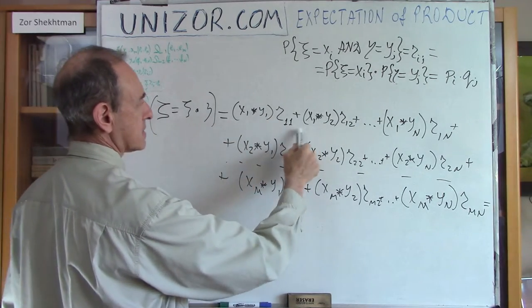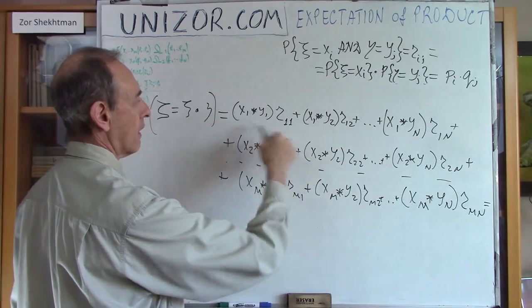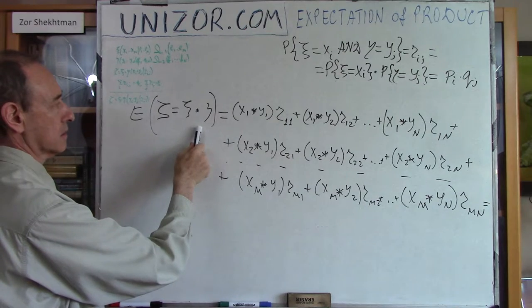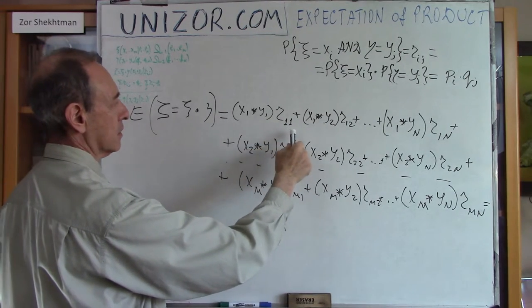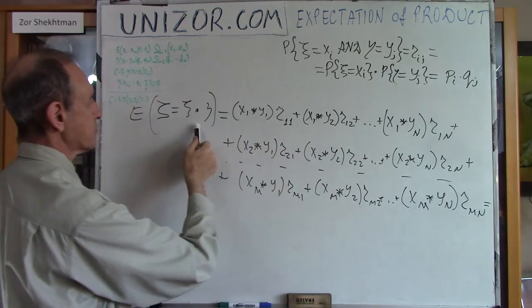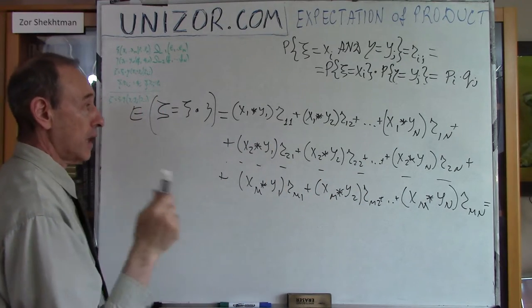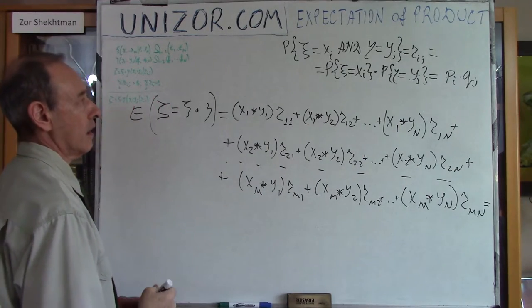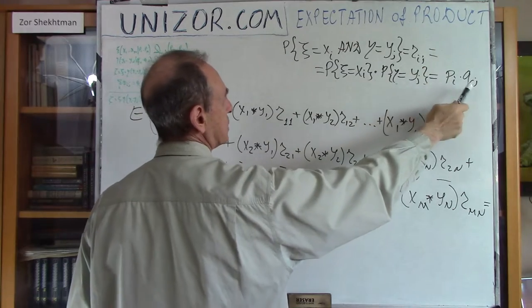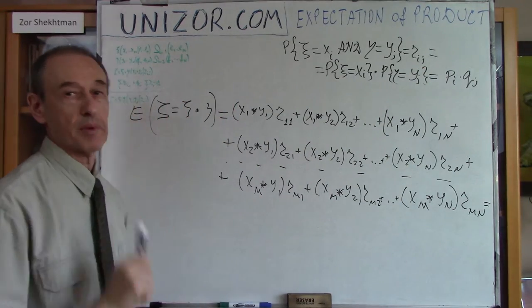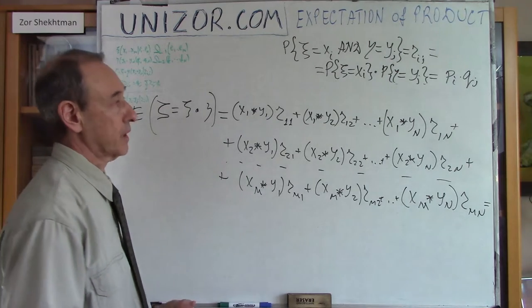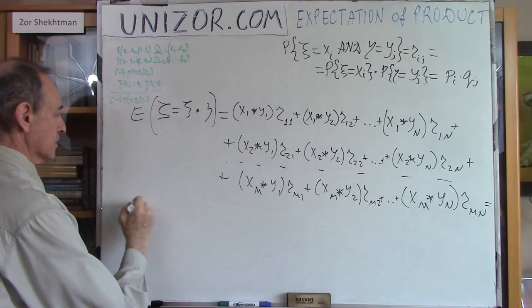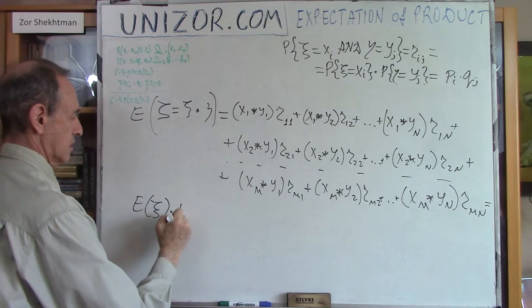All the different x_i y_j are different values which our product can take, and r_ij is the corresponding probability of this. But as we know here, every r_ij is equal to p_i times q_j for independent xi and eta, independent random variables. So let's consider what happens if I do this times.